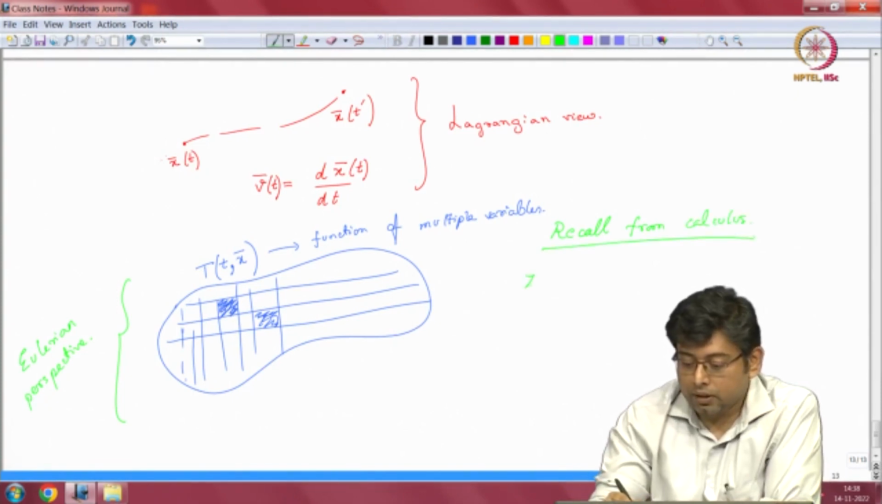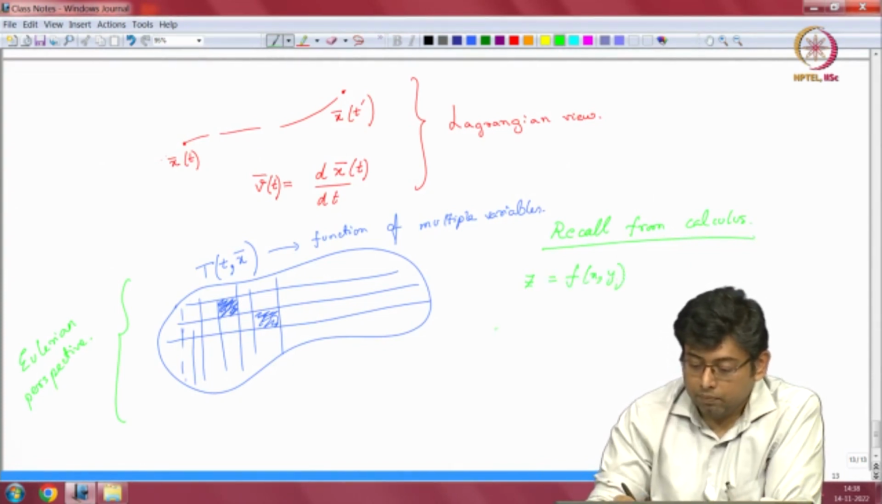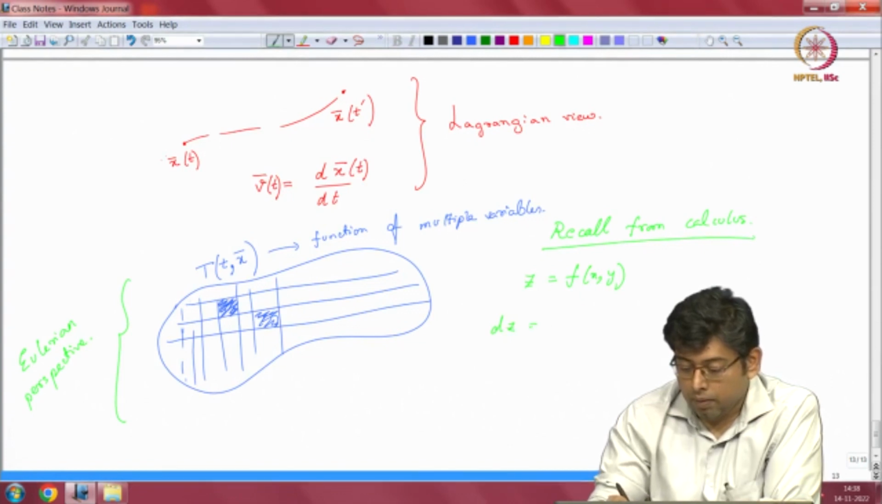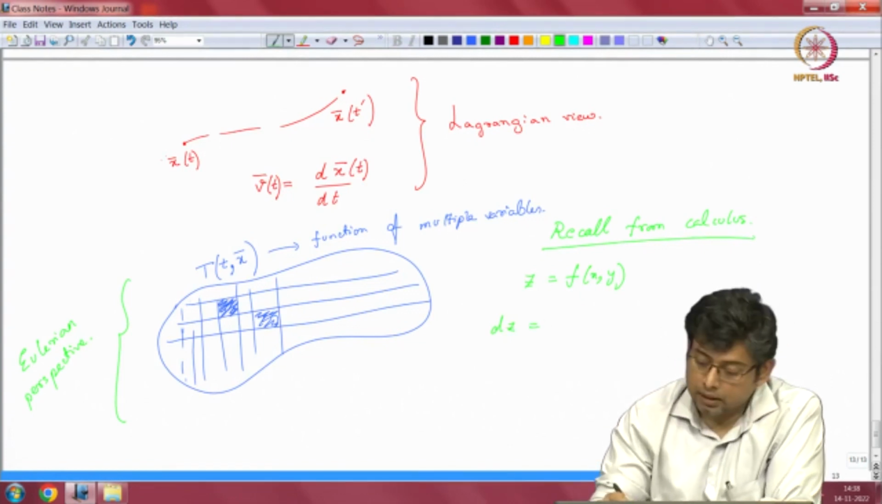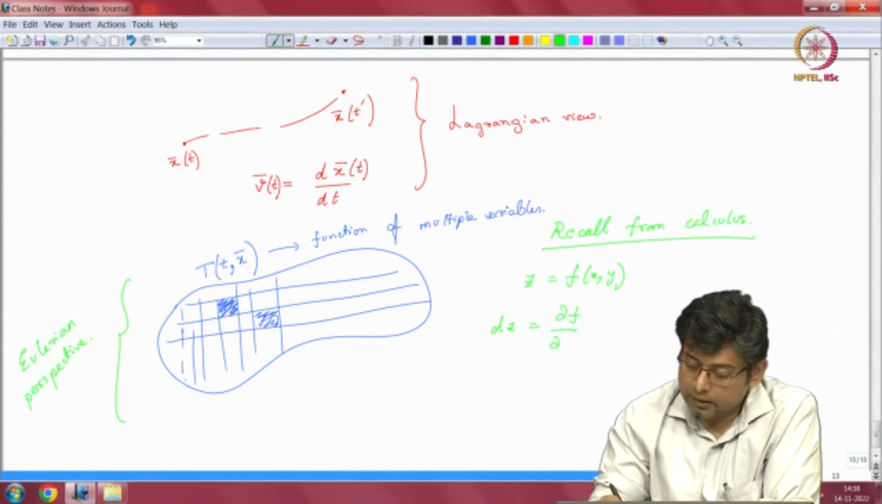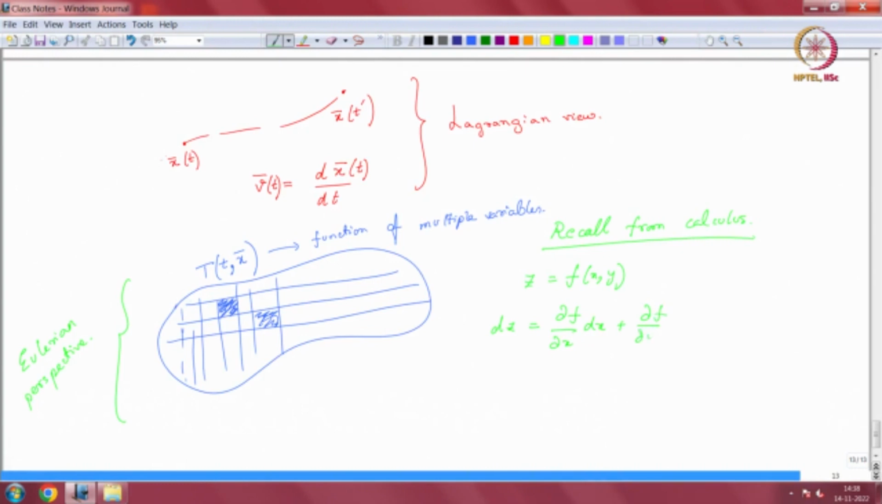If I had a function z, which was, let us say, a function of x comma y, my dz is given as del f del x into dx plus del f del y into dy. Okay. So this is a result that, if you are not familiar with it, I urge you to look up multivariable calculus for this. So now let us see if we have to measure dT.